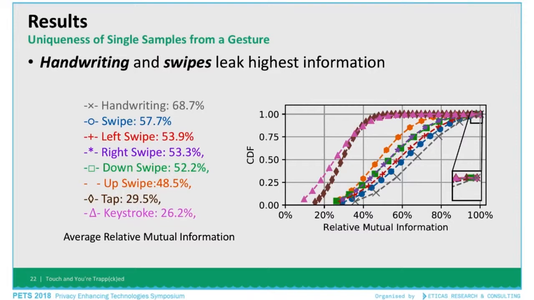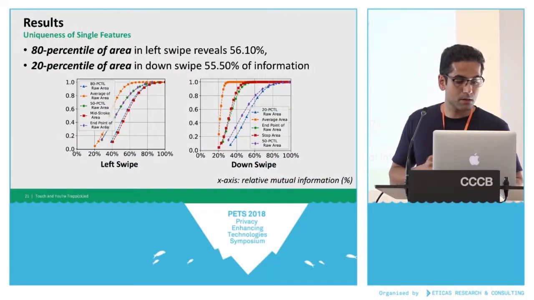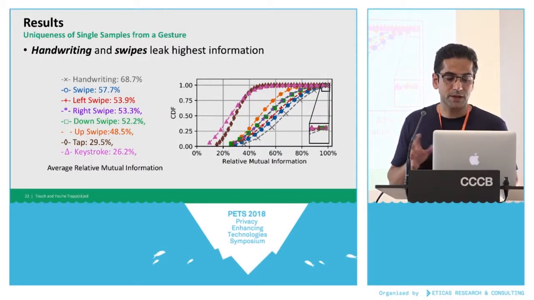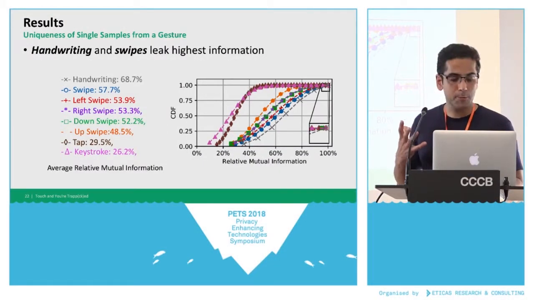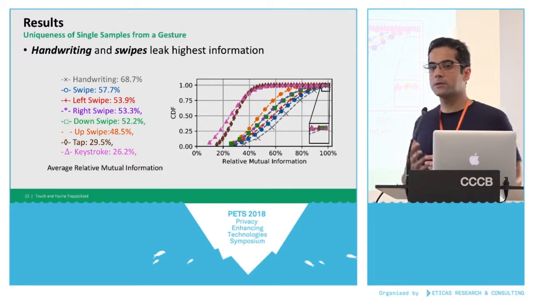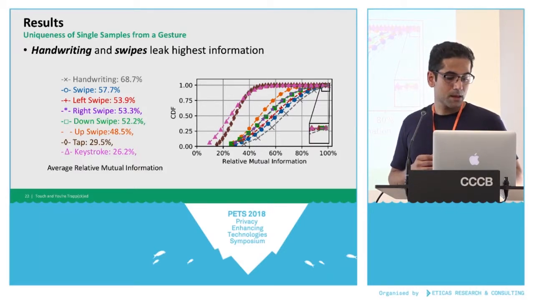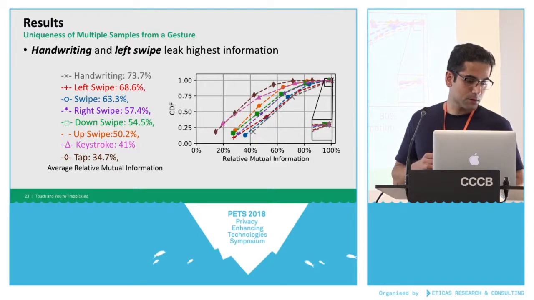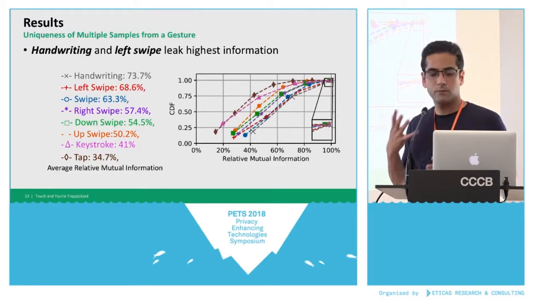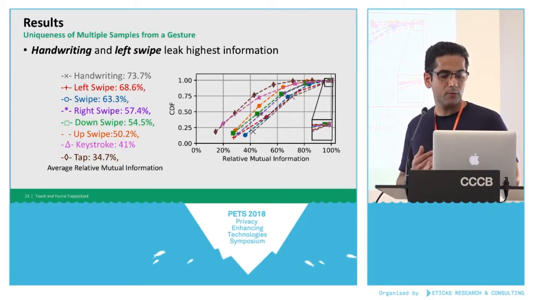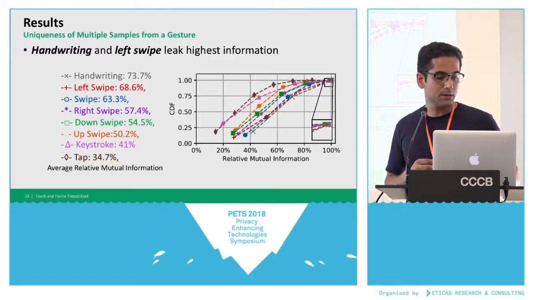For single samples from gestures, we see that handwriting and swipes leak the most information compared to taps and also keystrokes. And for multiple samples, the result is quite similar. We have handwriting and swipes leaking the most amount of information.